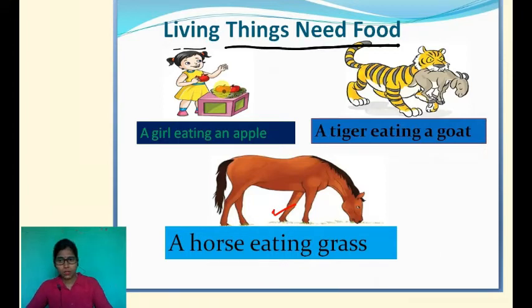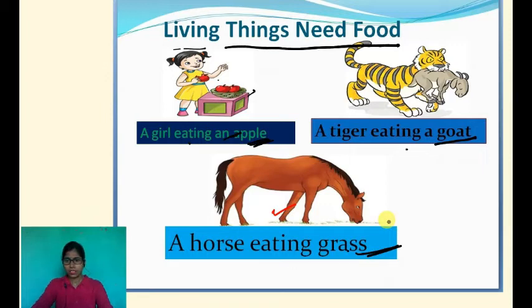We obtain our food from plants and from animals. Animals obtain food from plants and from other animals. You can see in the picture a girl eating an apple. Apple is what? Plant food. So, a girl eating an apple, a tiger eating a goat, and a horse eating grass. You can see here how things are connected and how they depend on food to live and to grow.